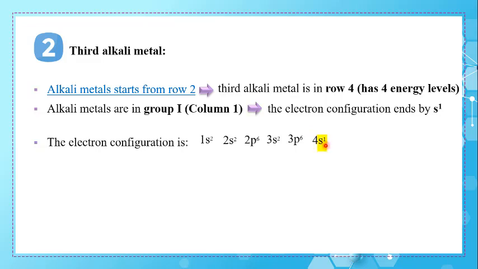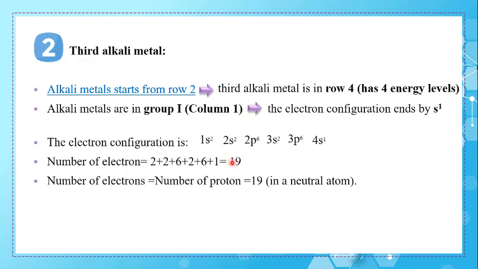In this case, we reached row 4 since the highest energy level is 4, and column 1 since the electron configuration ends by S1. Now the number of electrons is equal to the sum of the electrons on the sublevels, which is equal to 19. As usual, the number of electrons is equal to the number of protons in a neutral atom, and the number of protons is equal to the atomic number Z, and therefore atomic number Z is equal to 19.